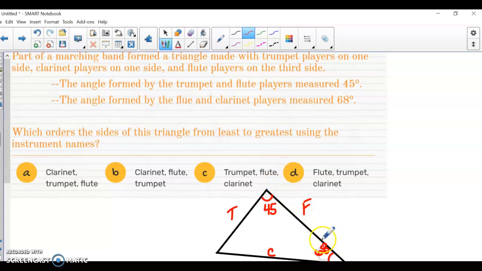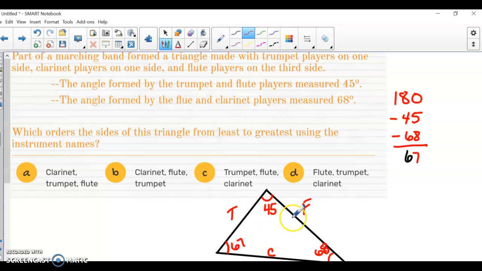Well, we only have two angle measures, so we do need to find this third angle measure over here on the left to figure out which is the smallest and which is the largest angle measure. So what we're going to do is we're going to add our two angles and subtract them from 180. So I can also do it like this, 180 minus 45 minus 68. This will give us 67. So our missing angle over here is 67.